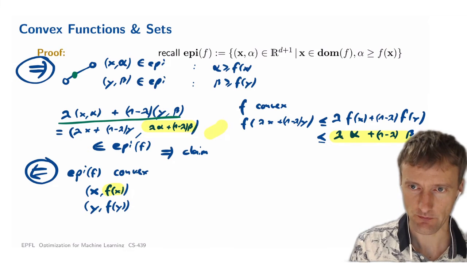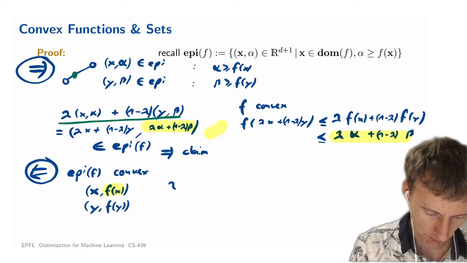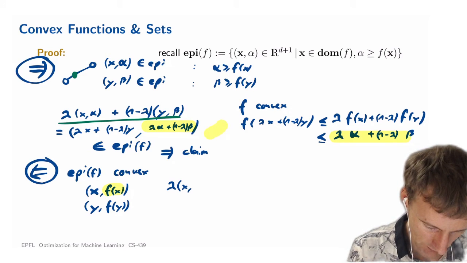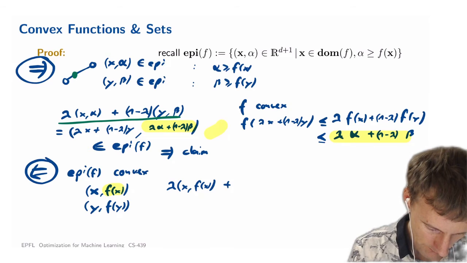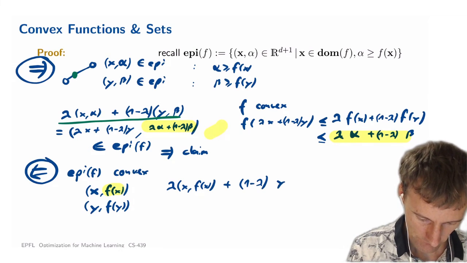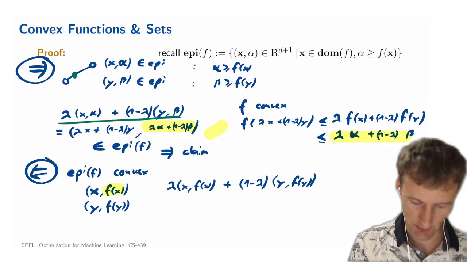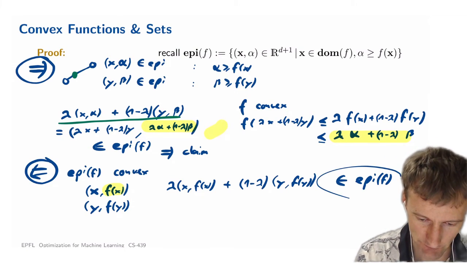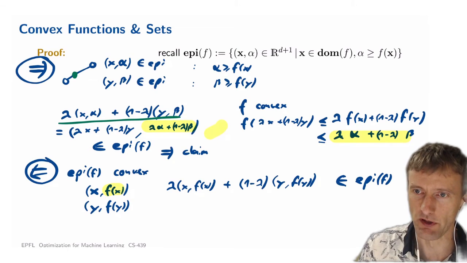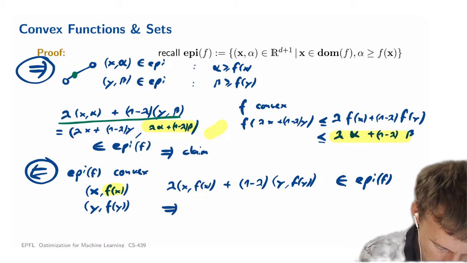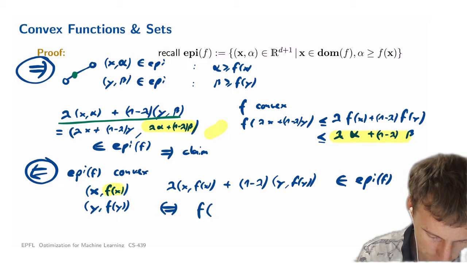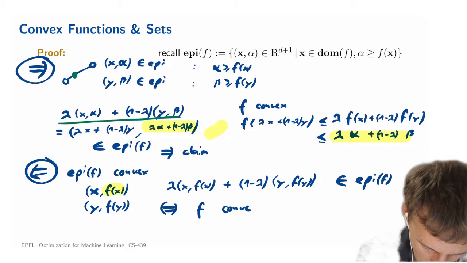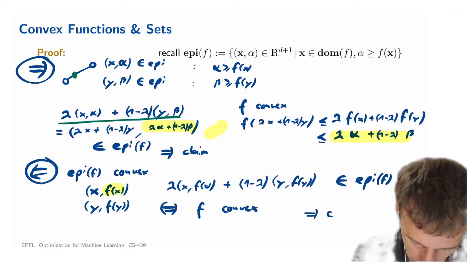What does that mean? It means that also their convex combination is in the set. So let's do it. What's the convex combination of this? So here's the convex combination, is in the epigraph. I know this because I'm using that the epigraph is a convex set. And why is that useful for me? Because this is equivalent to the claim of convexity. So again, this gives the claim.